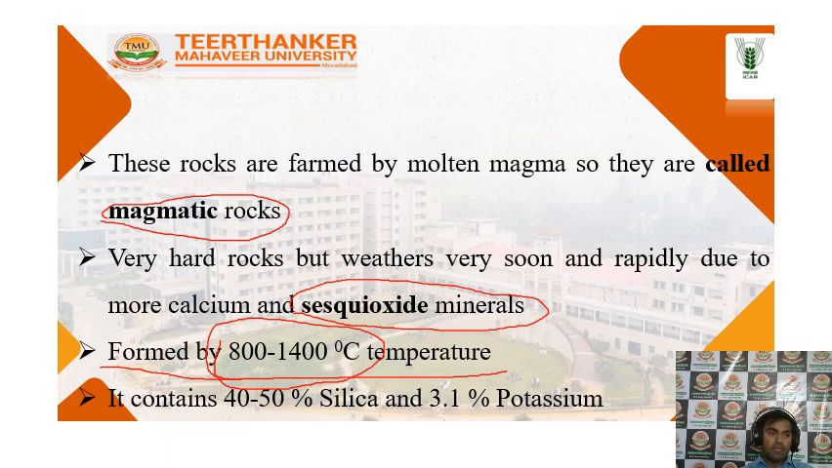But here the igneous rock has a very high temperature, and it contains about 40 to 50% silica and 3.1% potassium. I have seen these questions in so many examinations: how much silica content is in the igneous rock, and how much potassium content is in the igneous rock. So always remember that about 40 to 50% silica and 3.1% potassium is present in igneous rocks.